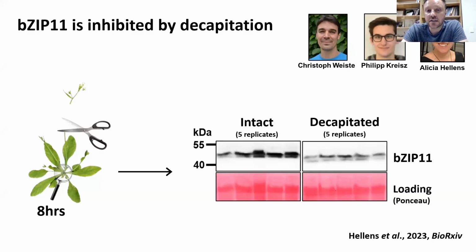Here you've got 5 replicates for each condition. What we could see is that the protein level of BZP11 is strongly inhibited in decapitated plants compared to intact plants, suggesting again that BZP11 may be involved in shoot branching.